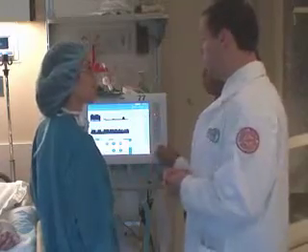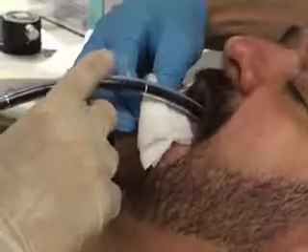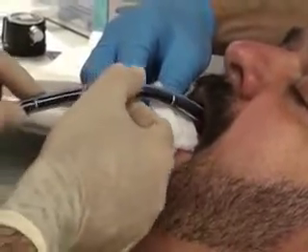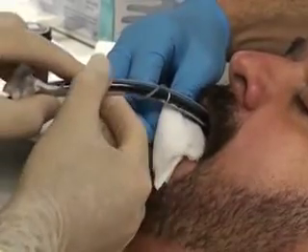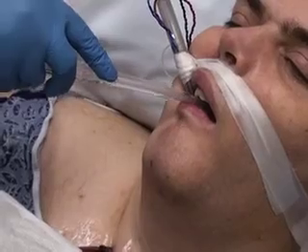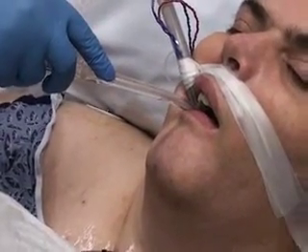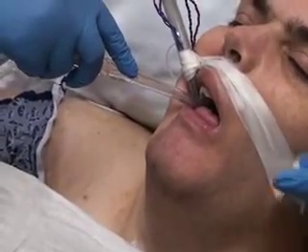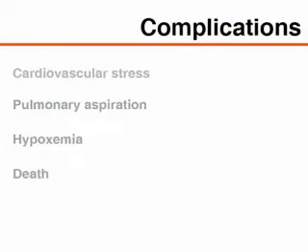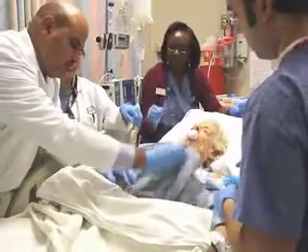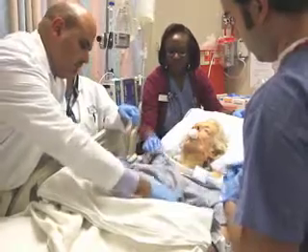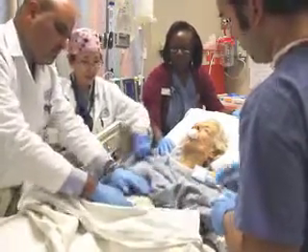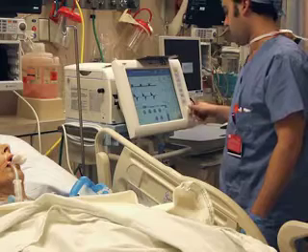However, the decision to extubate a patient must be made carefully, particularly because respiratory and airway-related complications are more likely to occur after endotracheal extubation than after endotracheal intubation. Although many problems related to endotracheal extubation are minor, serious complications can arise. These complications include cardiovascular stress, pulmonary aspiration, hypoxemia, and even death. To minimize the possibility of complications related to the removal of an endotracheal tube, a plan for airway management is required.